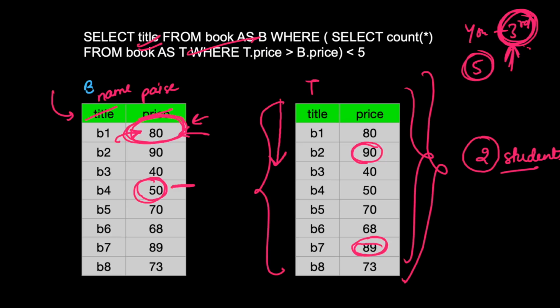Now for this 50, you are trying to calculate how many students in your class have more money than you. So how many students are there? 80, 90, and then this 70, then 68, then 89, and then 73. How many students are there in your class who have more money than you have?